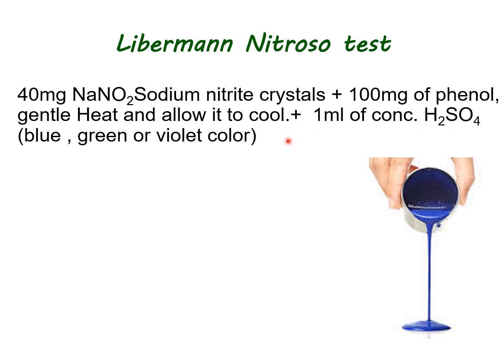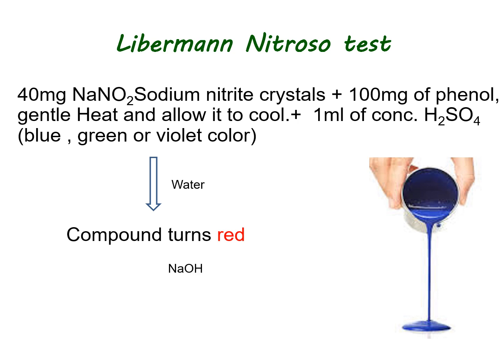It forms a sulfate salt which is either blue, green or violet in color. When this salt is dissolved in water, it turns red. When it is again treated with NaOH, it gets back that deep blue or green color, which is because of the sodium salt.